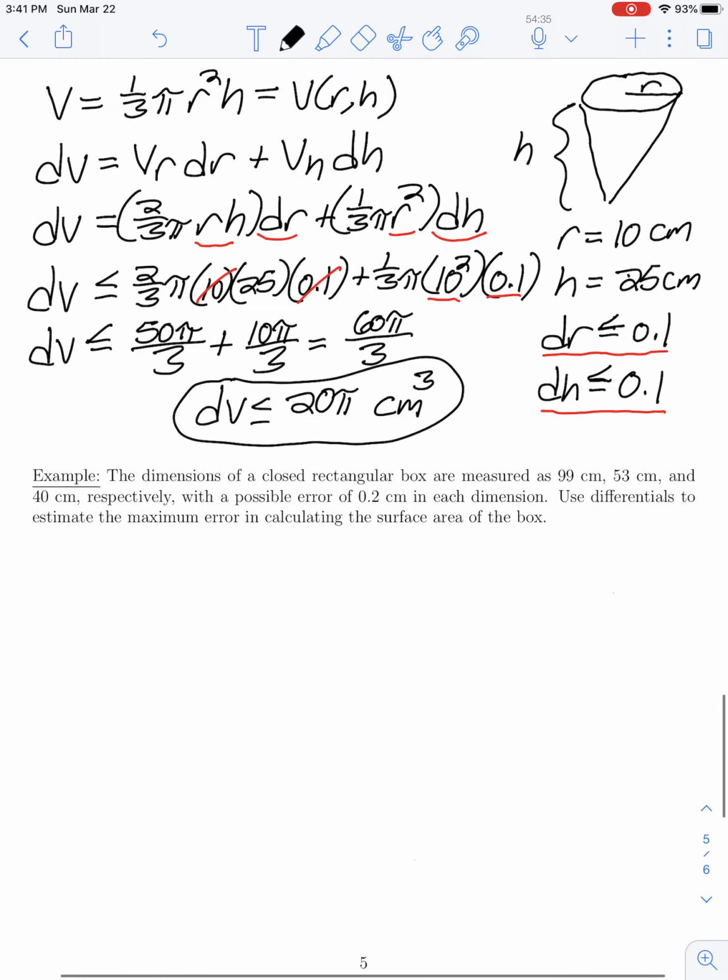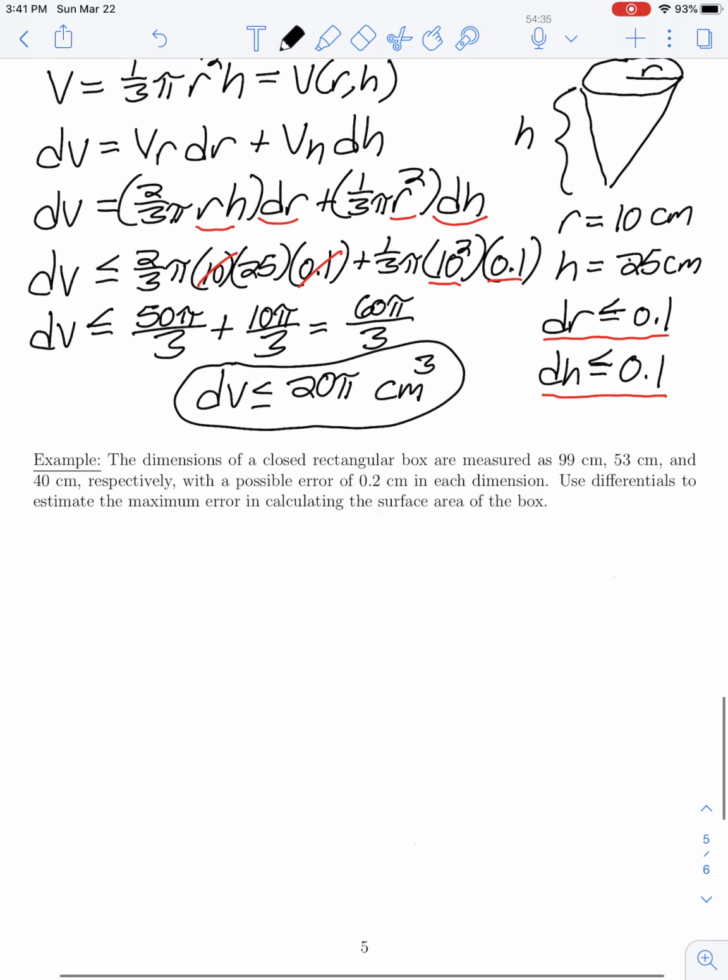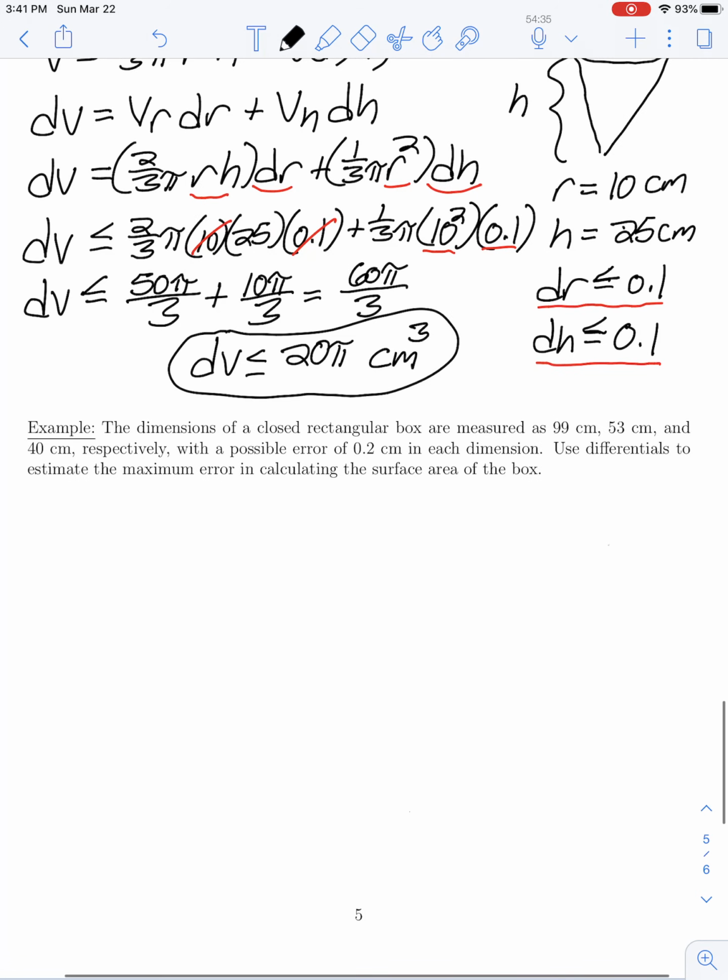So in our last example, we've got a problem that's pretty similar to this previous one. We're told that the dimensions of a closed rectangular box are measured as 99 centimeters, 53 centimeters, and 40 centimeters. And we have a possible error of 0.2 in each dimension. So we want to use differentials to estimate the maximum error in the surface area for this box.